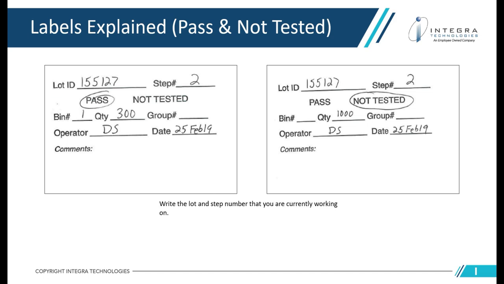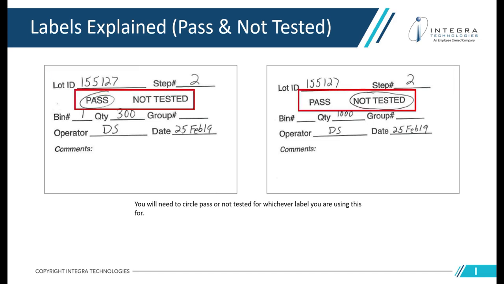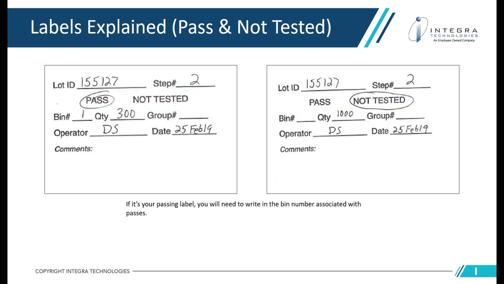At the top of the label, you'll need to write the lot and step number that you are currently working on. Next, you will need to circle Pass or Not Tested for which label you are using this for. If this is your passing label, you will need to write the bin number associated with passes. Bin 1 equals passes on the test floor. If this is your Not Tested label, the bin number will be left blank.